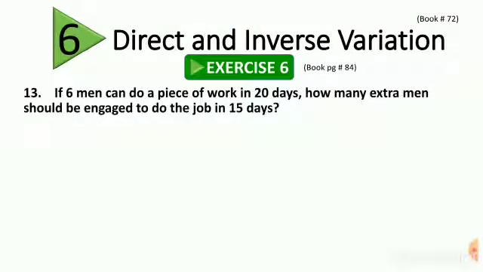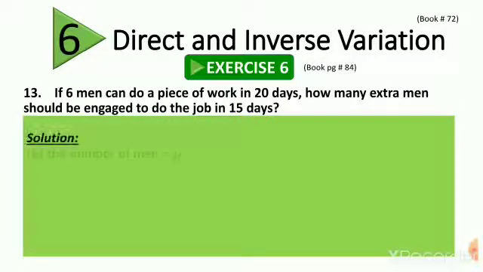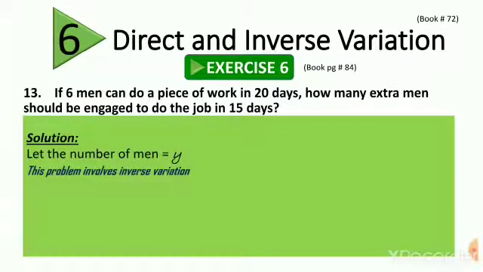Okay, here is question number 13. Question number 13 is, if 6 men can do a piece of work in 20 days, how many extra men should be engaged to do the job in 15 days? So here's the solution. We will let the number of men equal y. Then this problem involves inverse variation.